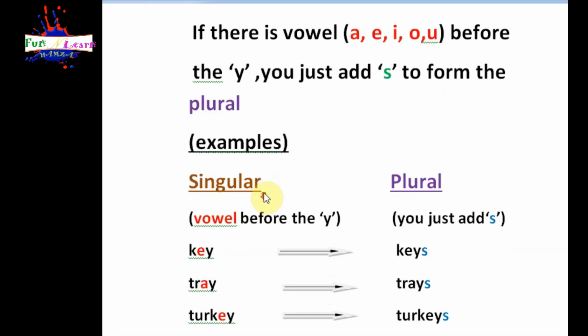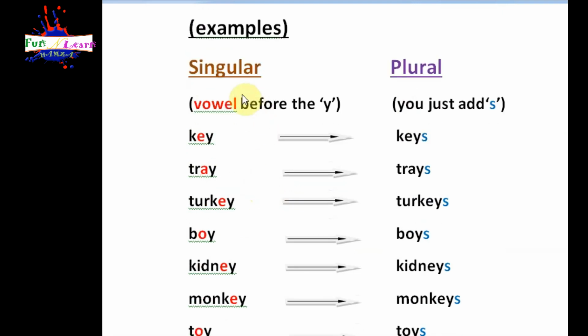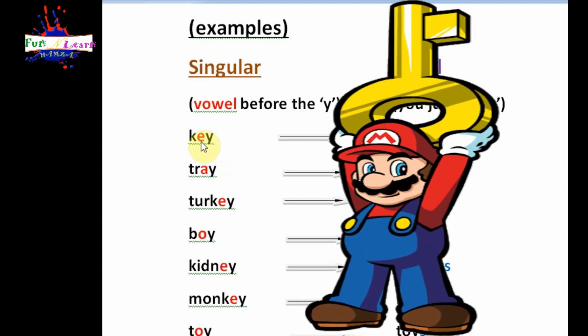Examples. It's actually not as difficult as it seems. As you practice, you'll get perfect. Singular. Now, all these words have a vowel before the Y. Okay? Let's take a look at some of the examples. Okay? Key. Now, before the Y, we have a vowel, E.